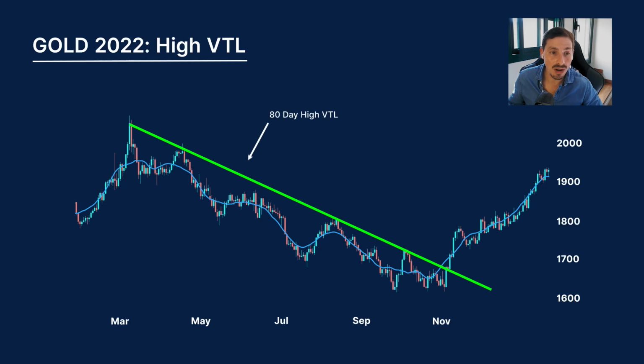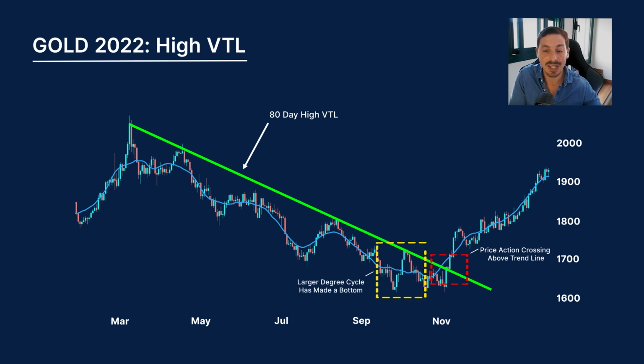So what is the practical implication of crossing one of these VTLs, crossing one of these trend lines? It means that a large cycle has turned. There is a simple trading strategy here, which is to draw the 80-day cycle VTL, and when prices cross above it, you just buy that market. Why? Because a large cycle has made a bottom.